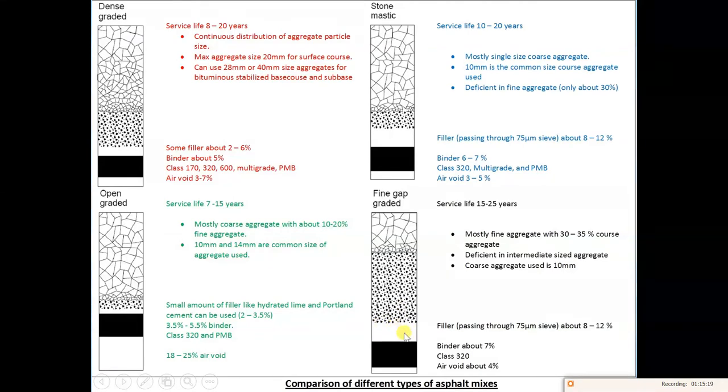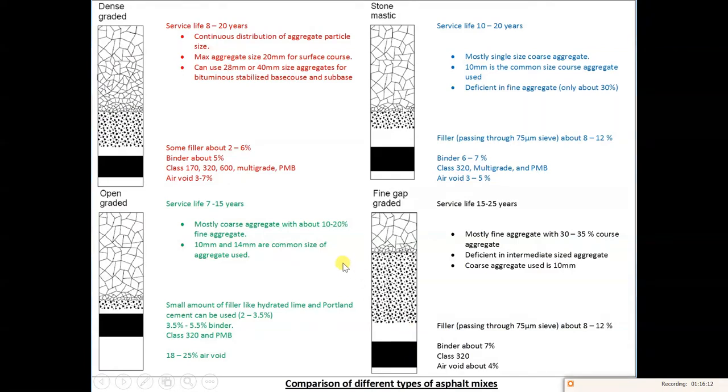But it has a high filler at 12%. The filler that can be used could be hydrated lime, cement, fly ash, or ground limestone. Those are the fillers. The powder, the filler, must be able to pass through the 75 micrometer sieve, so they need to be very fine. The fine aggregates are just about 5%, that can pass through the 4.75 mm sieve. And then the bitumen is quite a lot.